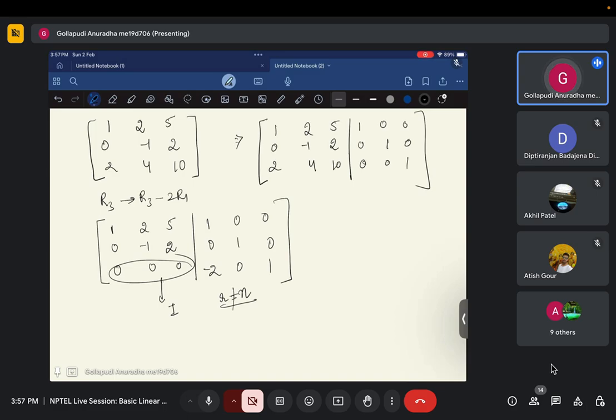So I hope with these examples you understood how to find whether a matrix is invertible or not, and if it is invertible, then how to find the inverse of a matrix. Do you have any questions regarding this? No, ma'am. Okay.